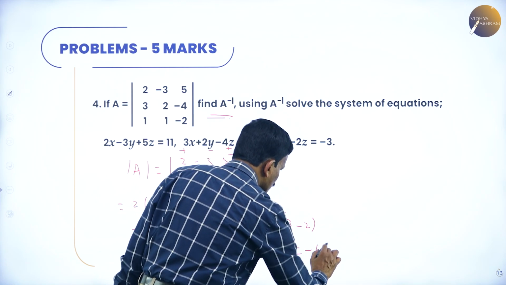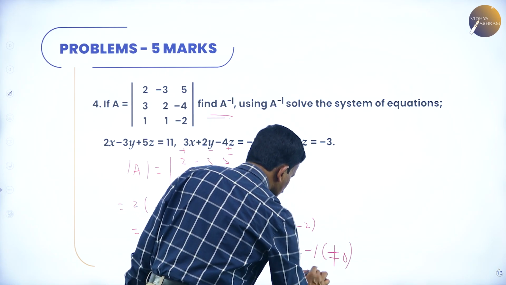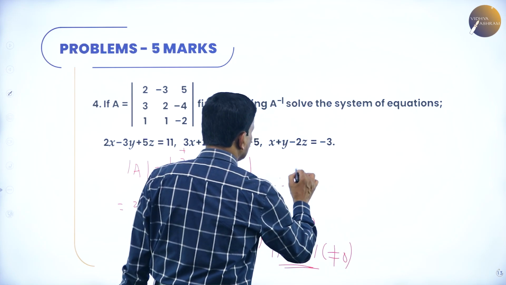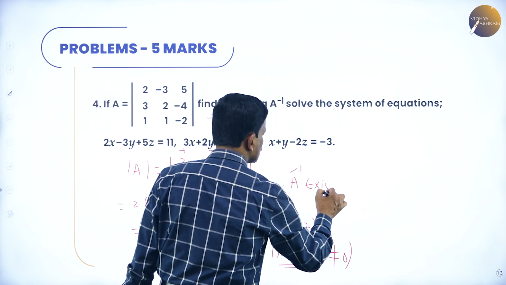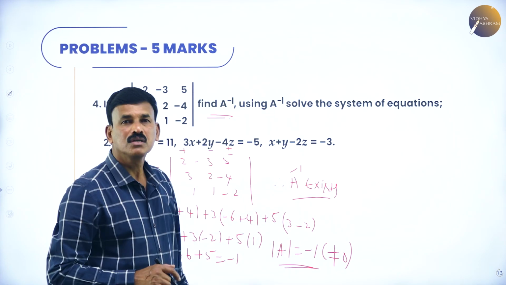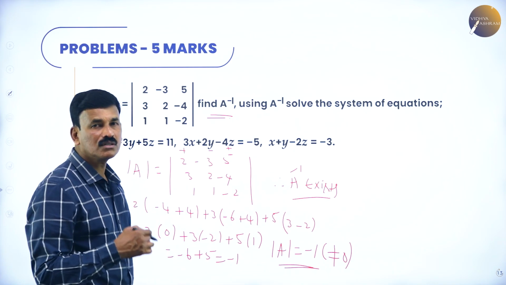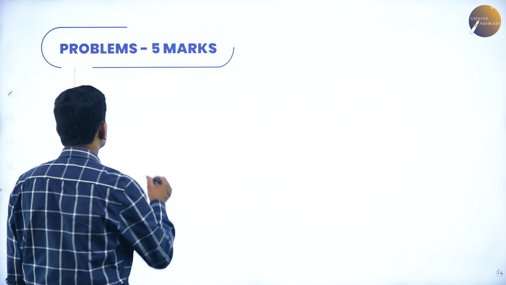Determinant of A is equal to minus 1, not equal to 0. Therefore, A inverse exists. Now, just find out the cofactors. That's it. Now, what is given?